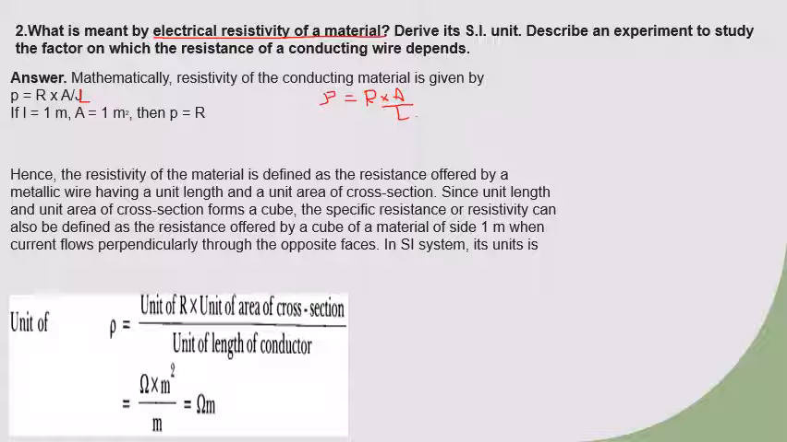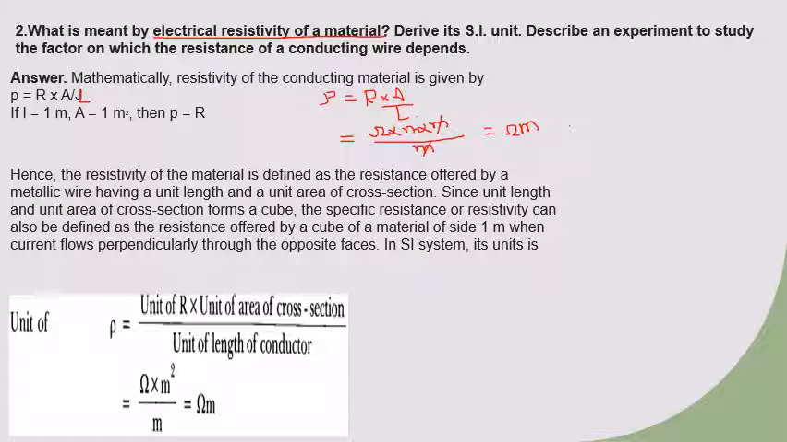Derive its SI unit. We have already derived the SI unit of resistivity, that is ohm meter. This is ohm, area is meter into meter divided by L, that is meter. The SI unit of length is meter, so if I cancel, I am getting ohm meter.